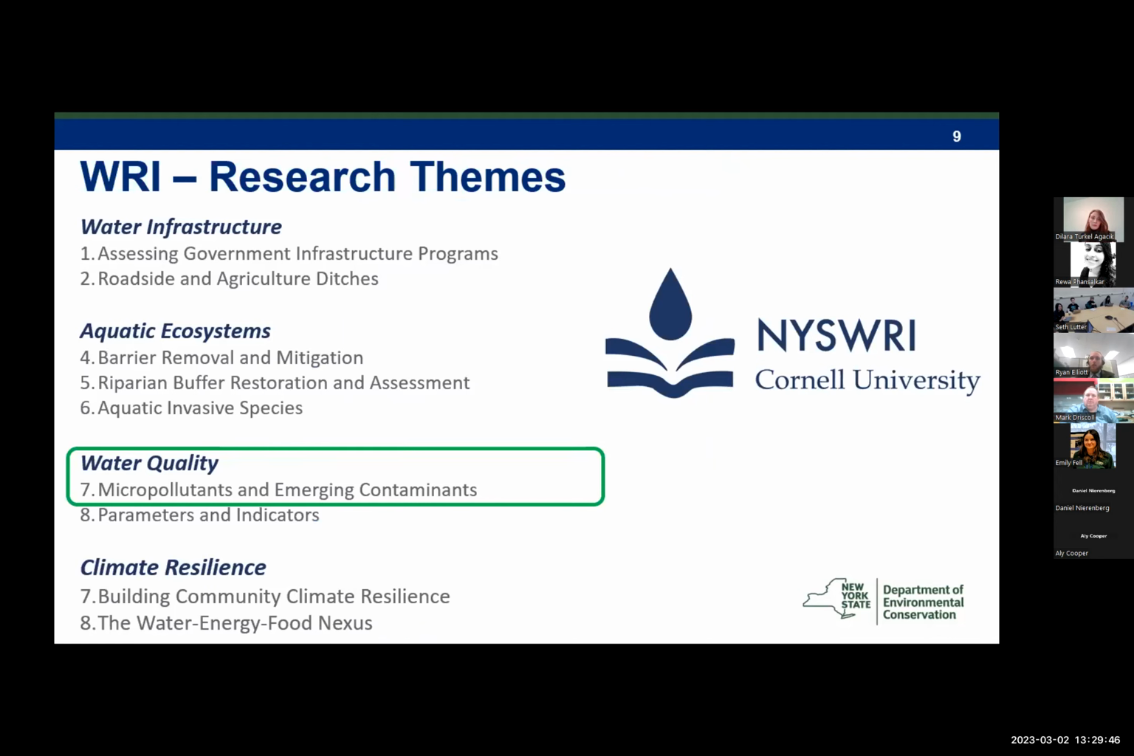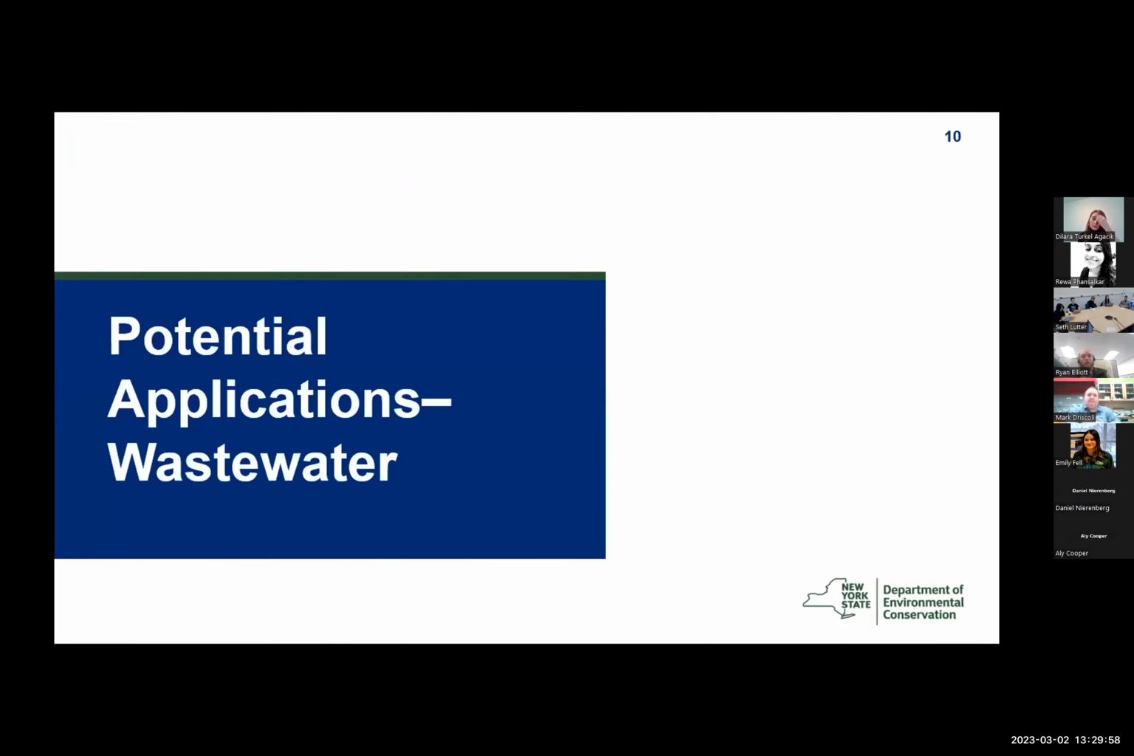And lastly, the Water Resources Institute was interested in supporting this work because it aligned with research priorities we have related to water quality, specifically work related to micropollutants and emerging contaminants. So now I'll discuss some potential applications for the electron beam irradiation treatment.